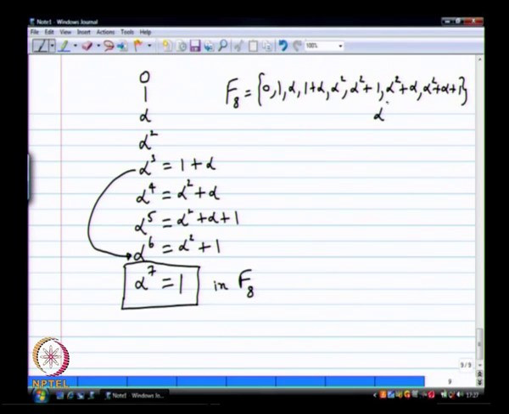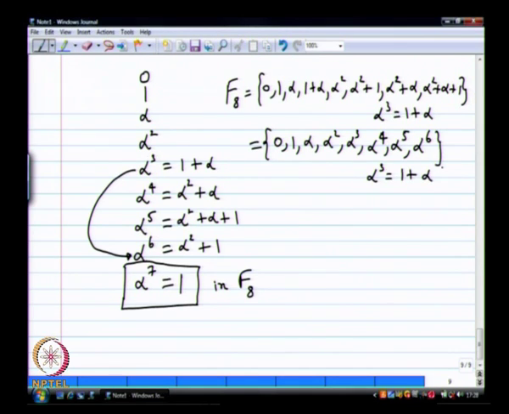And then I wrote down the rules. Alpha power 3 equals 1 plus alpha. I was able to figure out the field based on that. It turns out the same F8 is exactly 0, 1, alpha, alpha squared, alpha power 3, alpha power 4, alpha power 5, alpha power 6, and then I have to remember 2 rules now. Alpha power 3 is 1 plus alpha, and then alpha power 7 is 1.